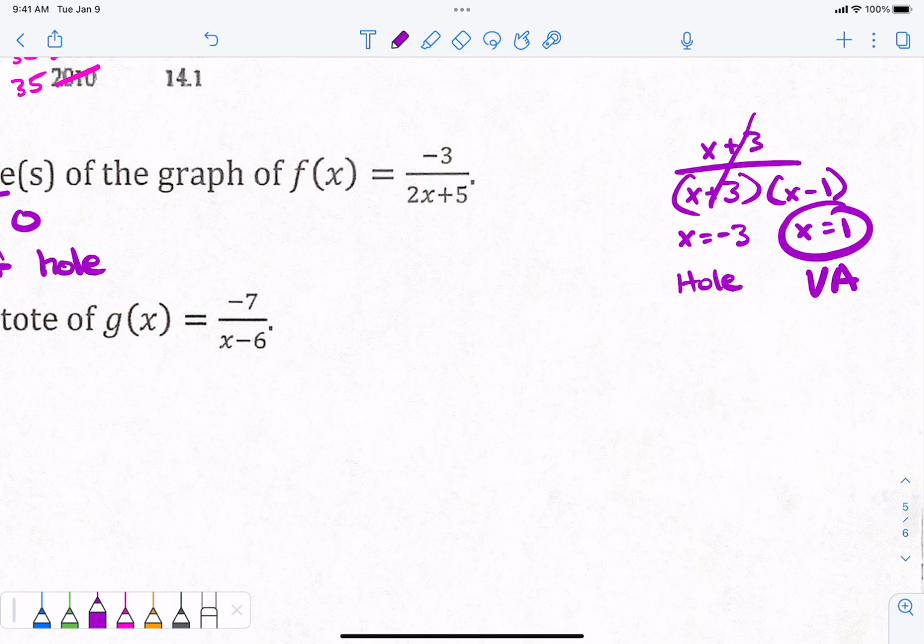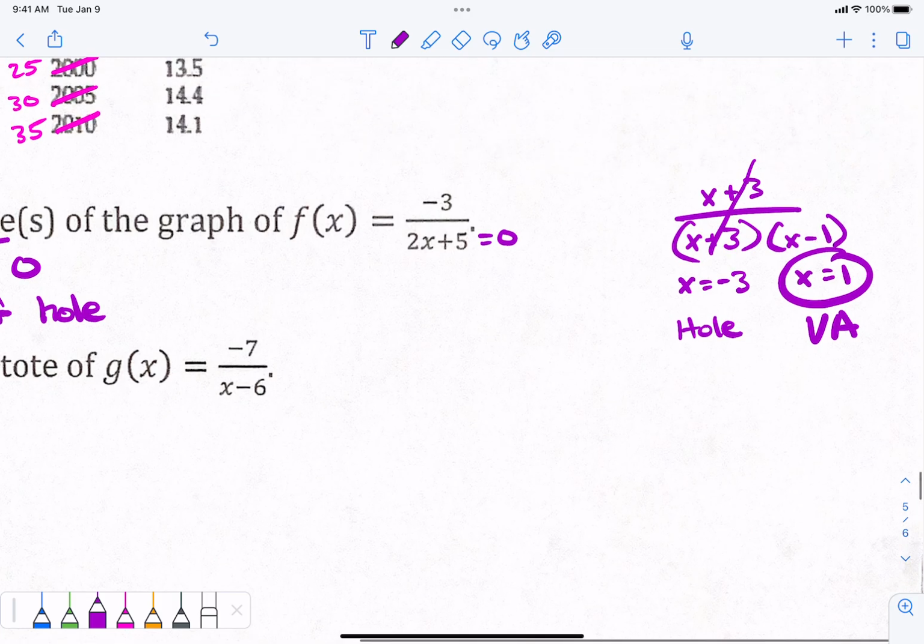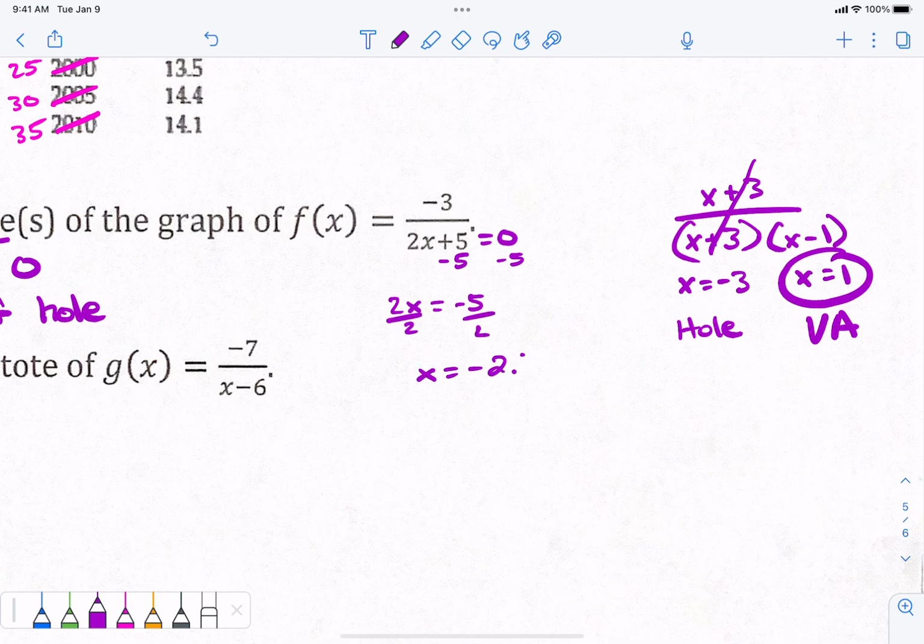But be careful and make sure that it's not actually canceling and it is actually a hole instead of a VA. So I set the bottom equal to 0. So 2x plus 5 equals 0. If you can do this in your head, great. If not, here it is. 2x equals -5, and x equals -2.5. If you want to leave it as -5/2, that's fine. You will have a VA at -2.5.